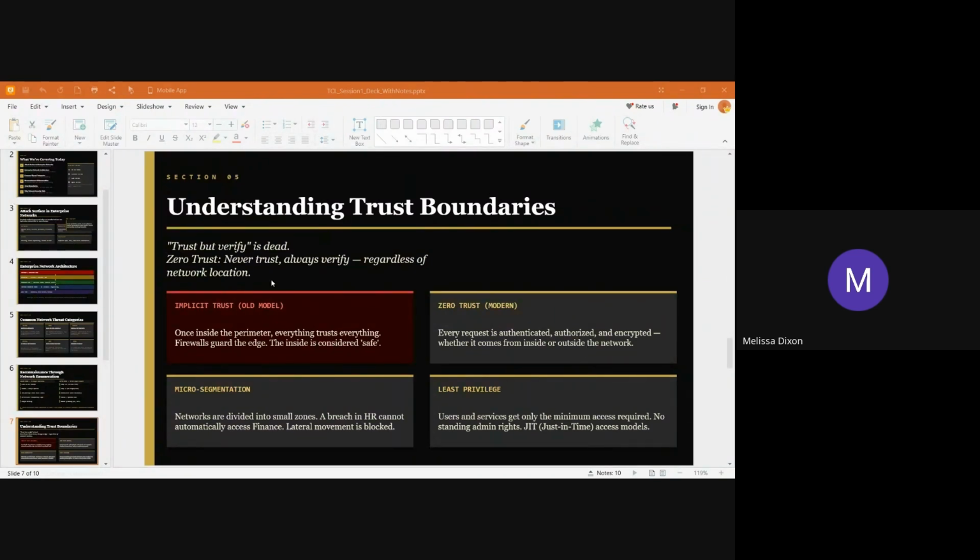So we have implicit trust, which is the old model. It's the old perimeter model, castle and moat thinking. It's almost ancient: strong walls, everything inside is safe. The problem is the moment someone gets inside through phishing, a compromised VPN, or a rogue device, they have access to everything, with no internal verification whatsoever. This is how most major breaches play out: initial access at the perimeter and then free movement inside, essentially.